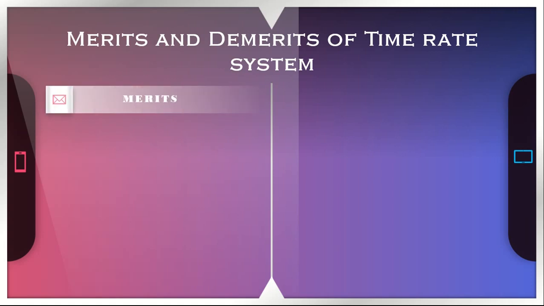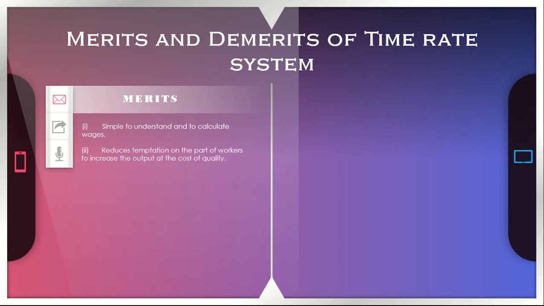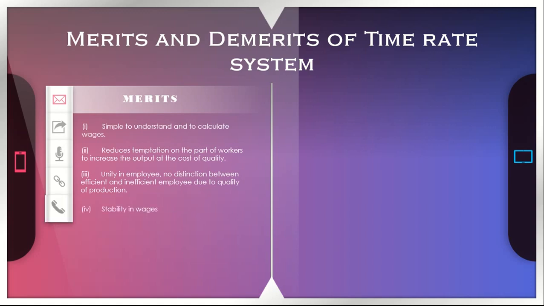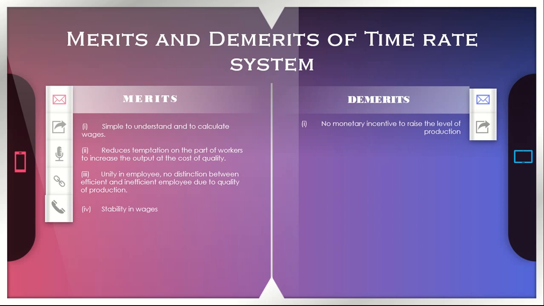Merits and demerits of time rate system. Merits: 1. Simple to understand and to calculate wages. 2. Reduces temptation on the part of workers to increase the output at the cost of quality. 3. Unity in employee, no distinction between efficient and inefficient employee due to quality of production. 4. Stability in wages.